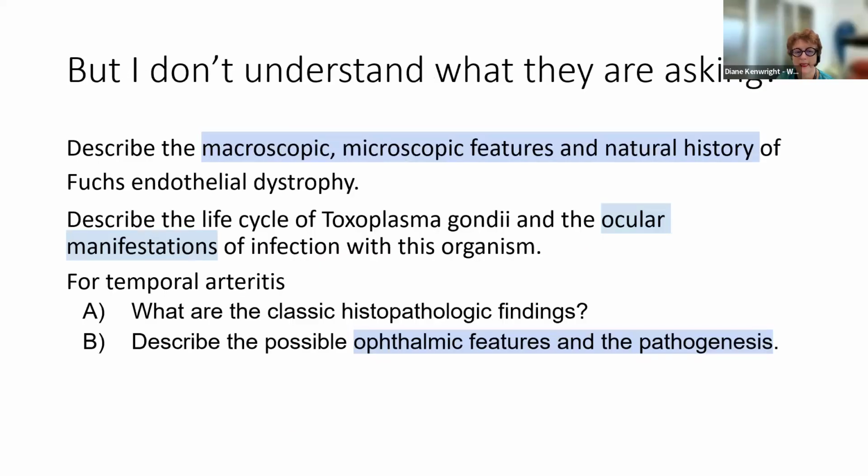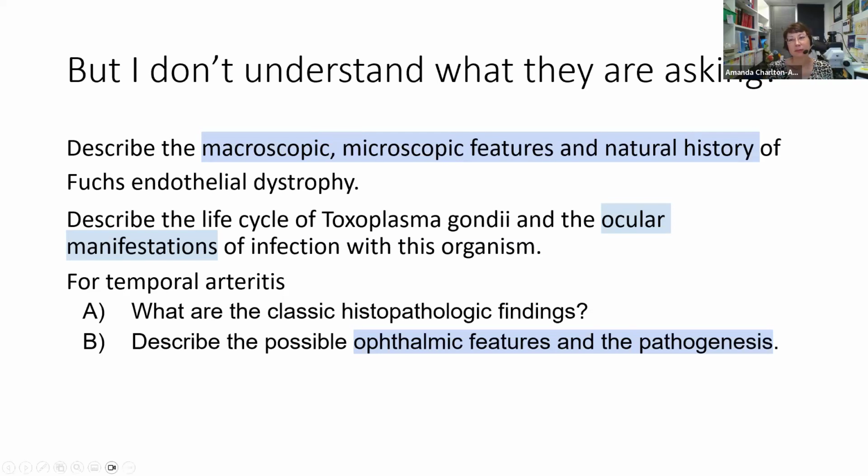Okay. Right. But I don't understand what they're asking. So one of the hardest parts of doing the exam is actually to understand what they're asking. So in the chat, which I'm going to get Amanda to talk about, what would you look at? What would you write about for macroscopic features of Fuchs endothelial dystrophy?